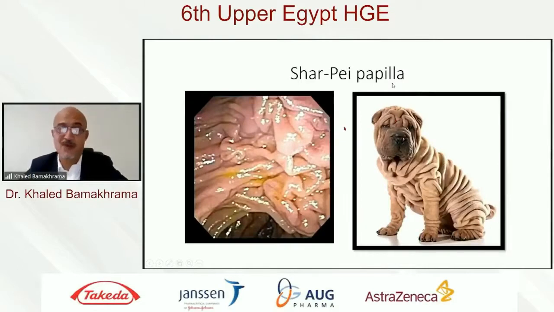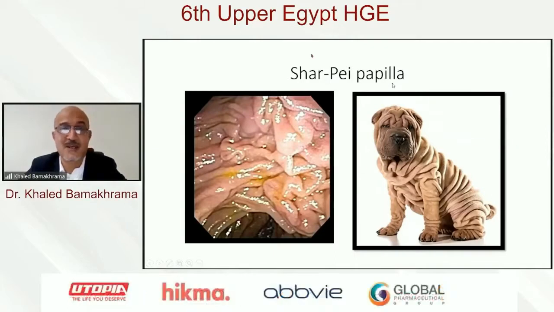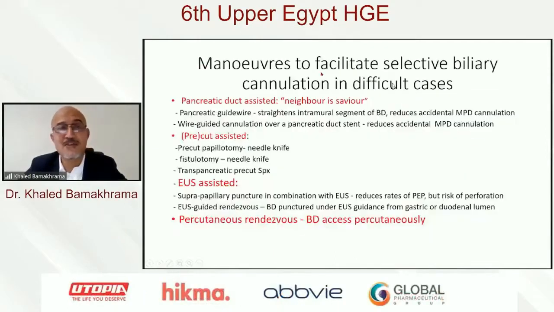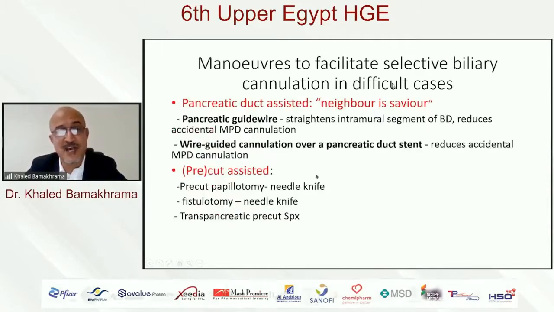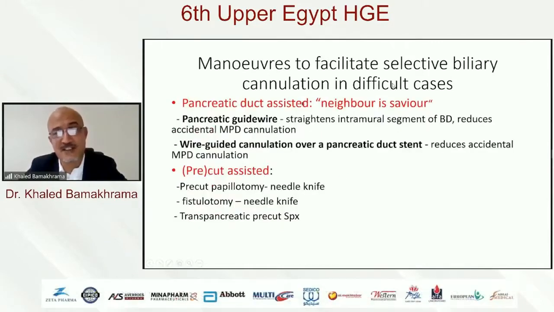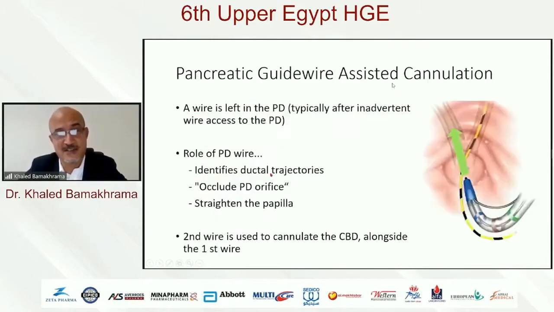Charpy papilla is one of the difficult papilla. You can see the folds, and sometimes it is very difficult to see the papilla. So what are the maneuvers to facilitate selective papillary cannulation in difficult cases? We have the pancreatic duct assisted, the pre-cut, the EUS assisted, and the percutaneous rendezvous. Because of the time, we are going to focus mainly on pancreatic duct assisted and pre-cut assisted.